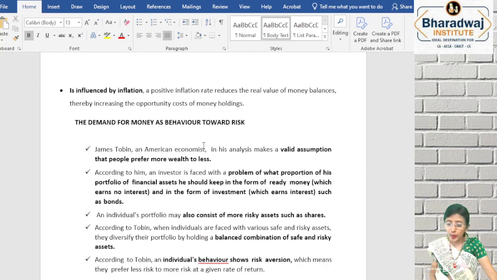And this is Tobin's theory, and how he says whether holding money as cash or in alternative assets is a calculation based on whether you are a risk preferer or risk averse.